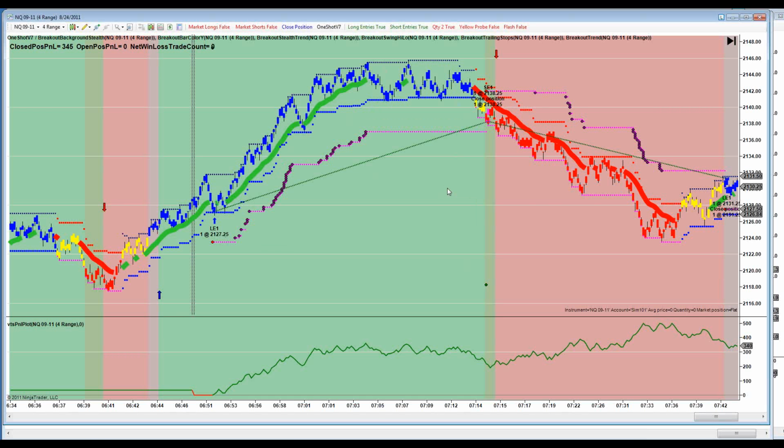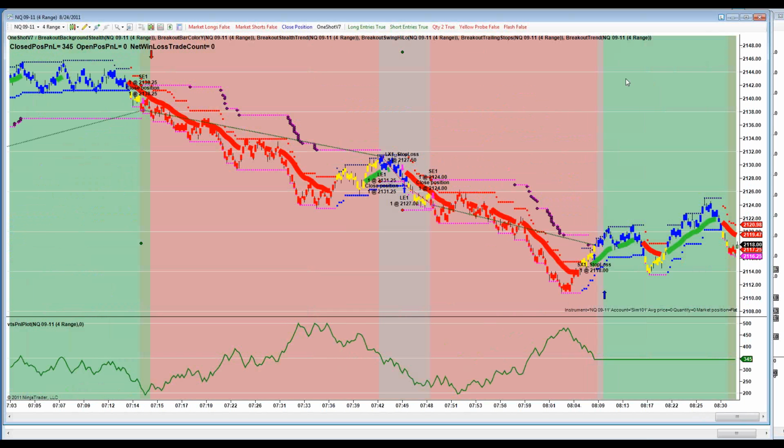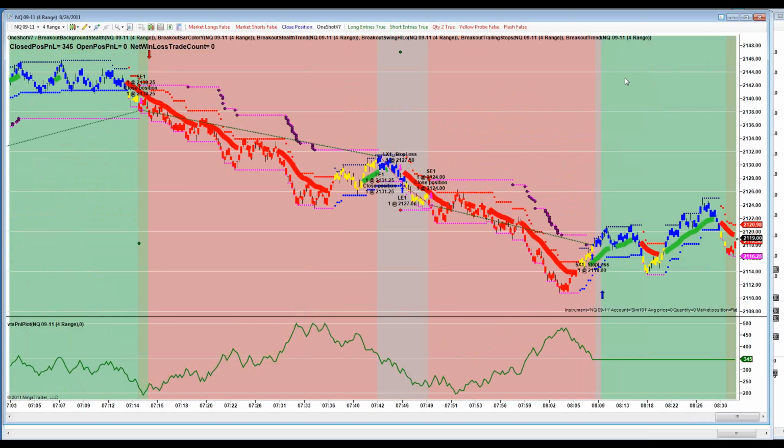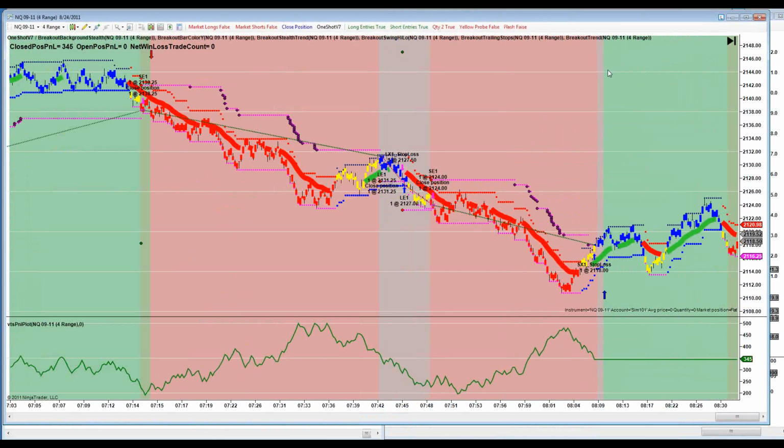Let me just interrupt a second. If anybody took that short at 684.50, in the Russell, or in the EMD, or in the Nasdaq, cover parts down in here. Take some profit here.